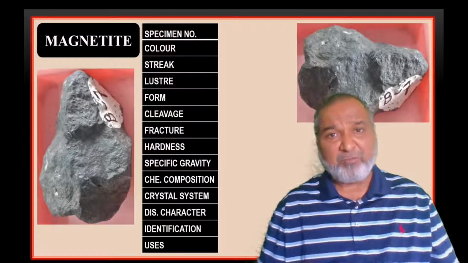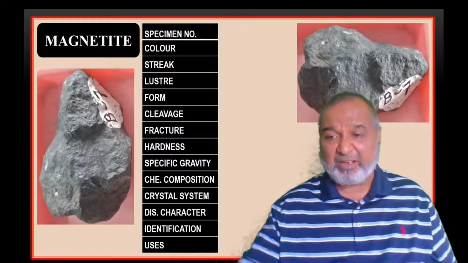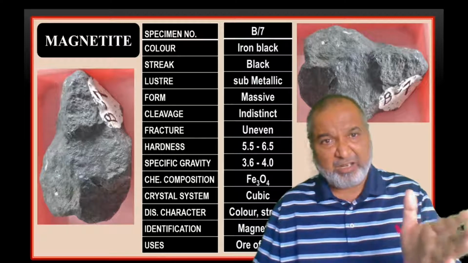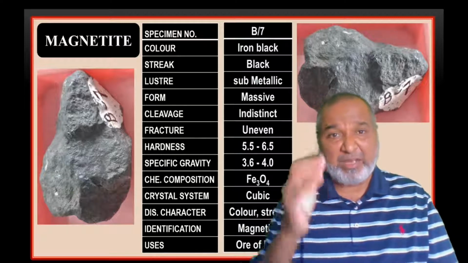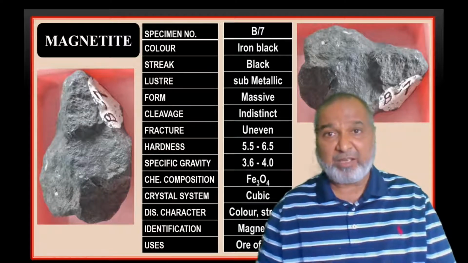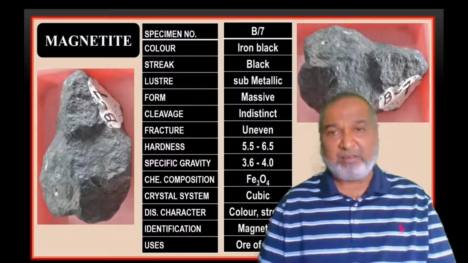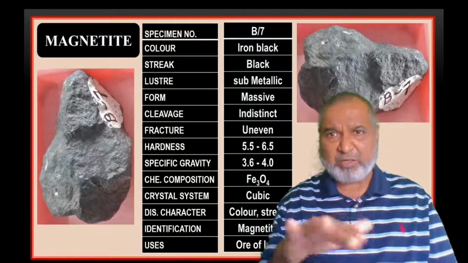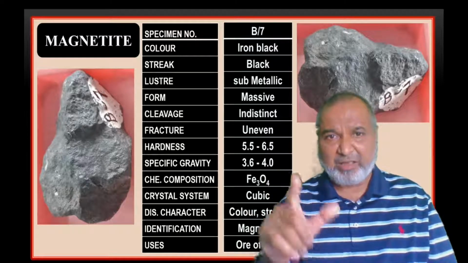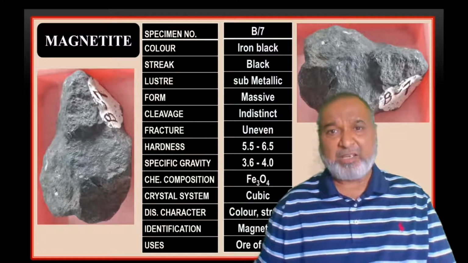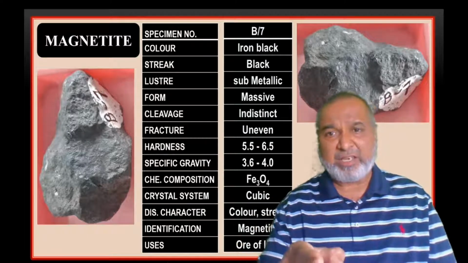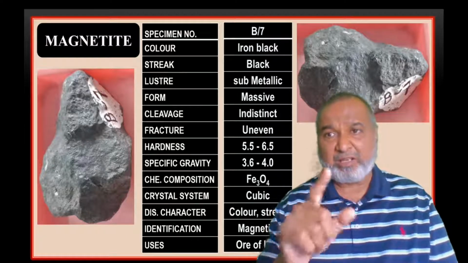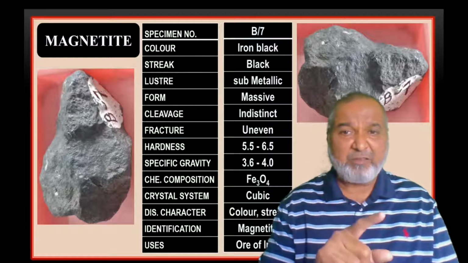Next very important one is magnetite. Again the color can be steel gray or iron black. The streak is also black. Sub-metallic, not shining like what we have in the galena. Again we write massive. Cleavage indistinct. See now, whatever minerals we have seen, the common properties are massive and indistinct cleavage. Fracture uneven, everywhere we have seen uneven. Hardness again common, 5.5 to 6.5. Specific gravity again heavy, 3.6 to 4. It is Fe3O4.